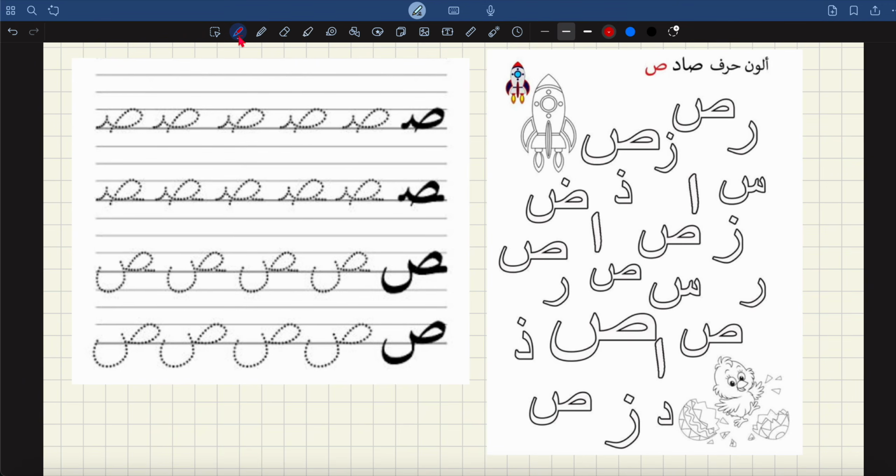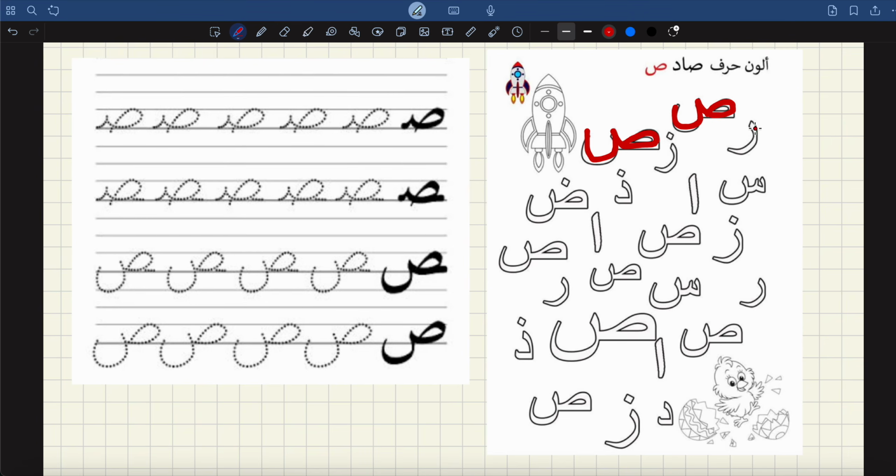Okay, now we color every letter Sad we find. Okay, this is the letter Sad here. This is the letter Sad. I will color it like how it is written, I mean in the right way, like how I write the letter Sad in the right way, like this. From this dot here, and like this.